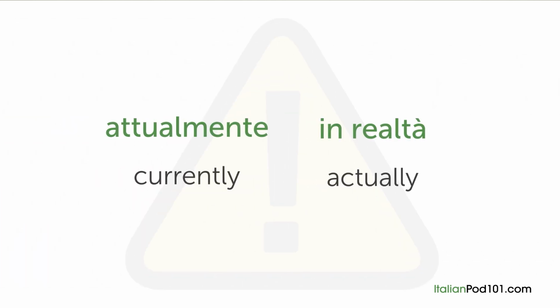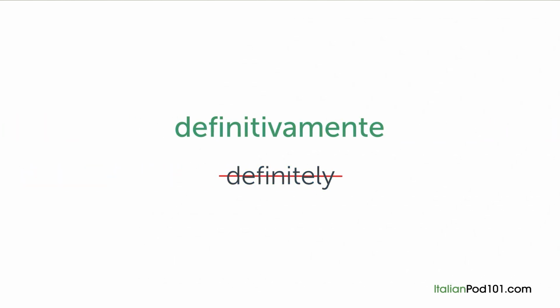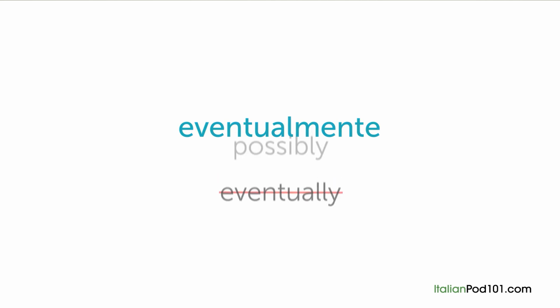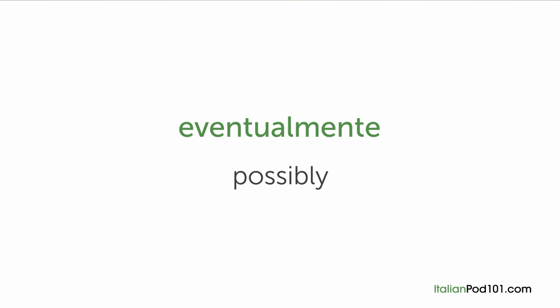Pay attention to adverbs too. Attualmente means currently in Italian. The Italian for actually is in realtà. Definitely doesn't translate as definitivamente either. That means ultimately. Lastly, when you're talking about an event that's coming up later than expected, don't use eventualmente for eventually. Eventualmente means possibly, and, of course, there are many more.